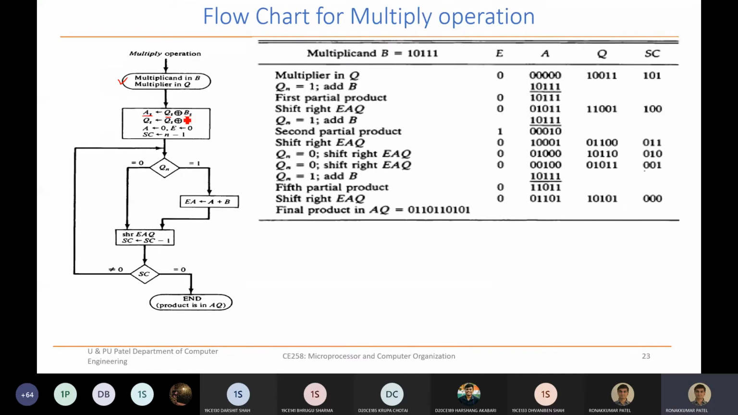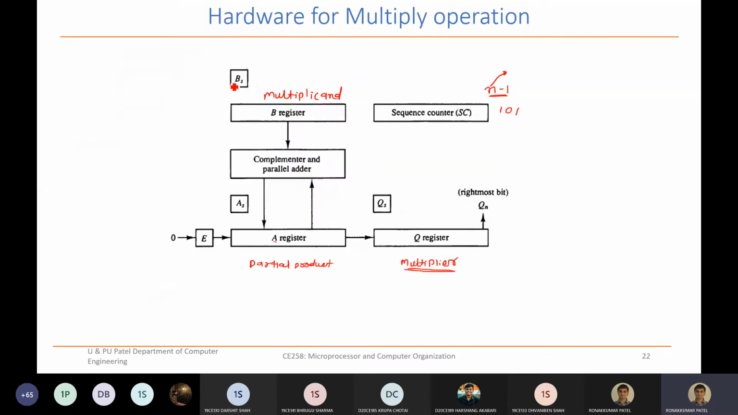If both signs are the same, then the result is positive. If both signs are different, then the result is negative. So BS exclusive-or QS will give you this AS. That's it, no further modification is required in this AS. You can directly decide, because in multiplication, positive times positive, or negative times negative, gives a positive sign. Plus, minus or minus, plus gives minus. So that we can easily decide.